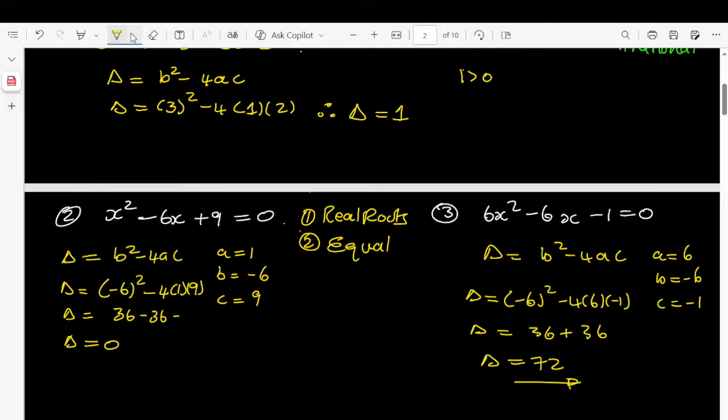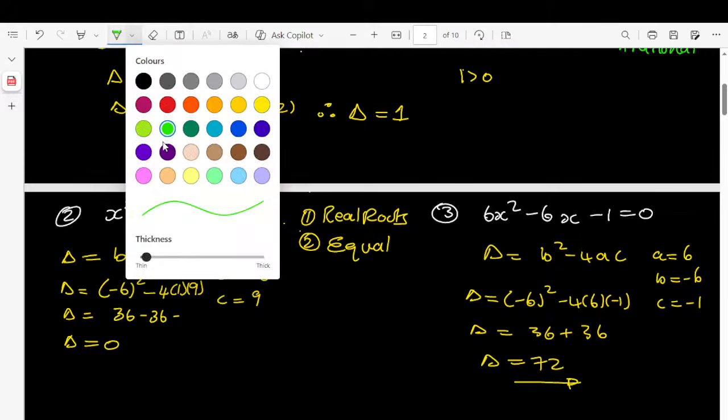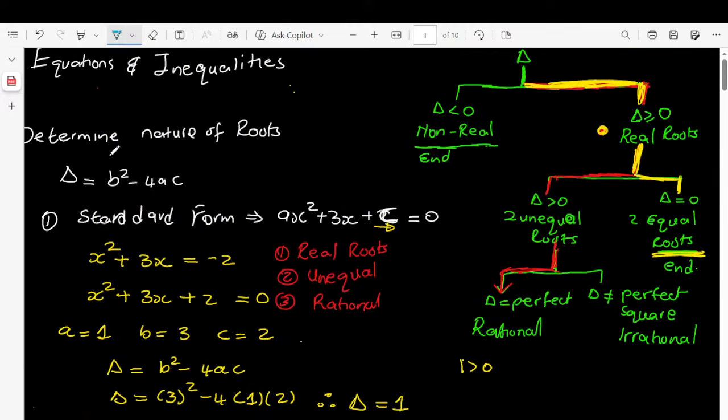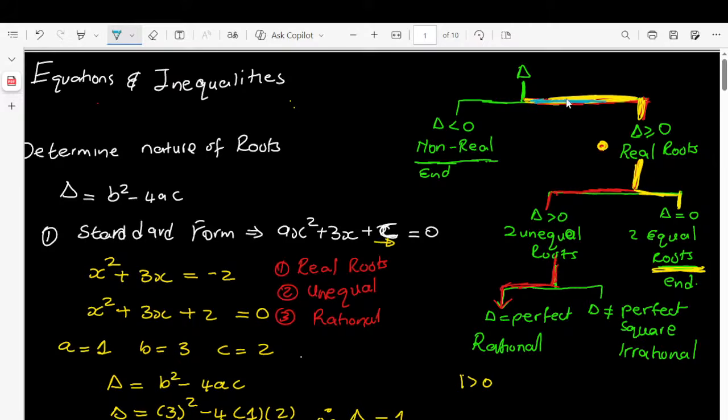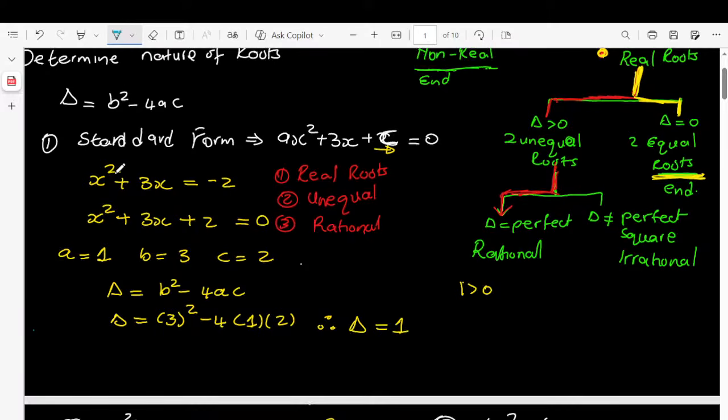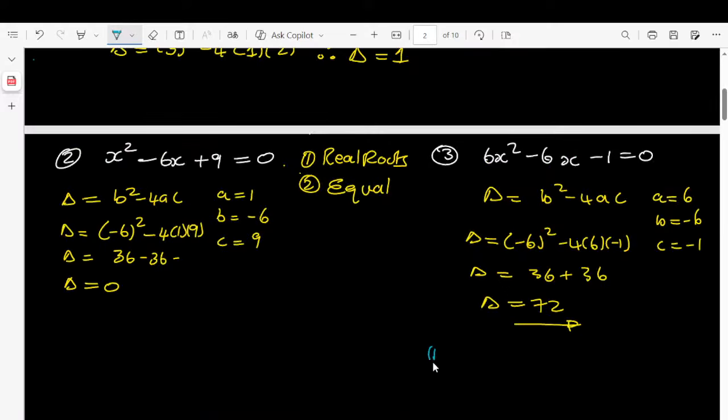This is how I'm going to move. I got my discriminant, which is greater than 0. So now the discriminant is greater than 0. We go in that direction. We go down, so it's going to be real roots. I'm going to write it down and say, number 1, real roots.